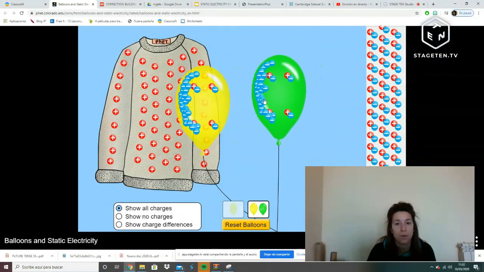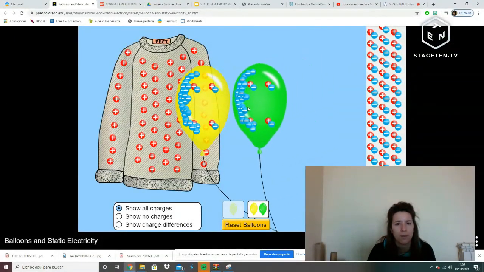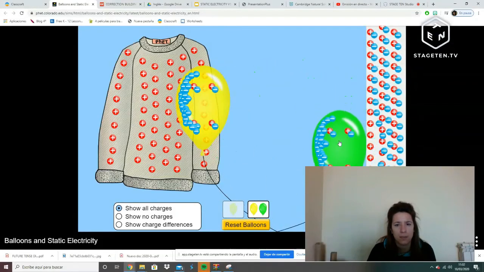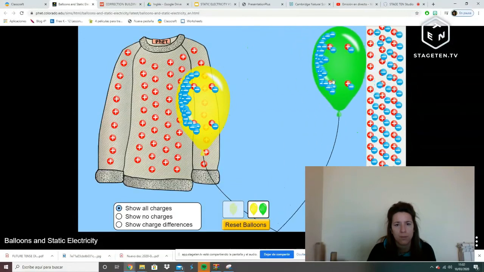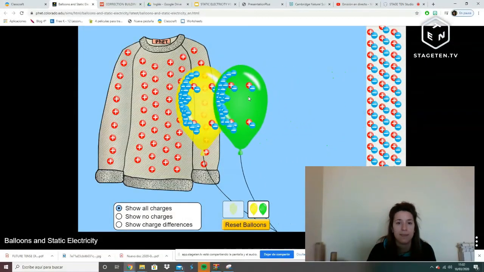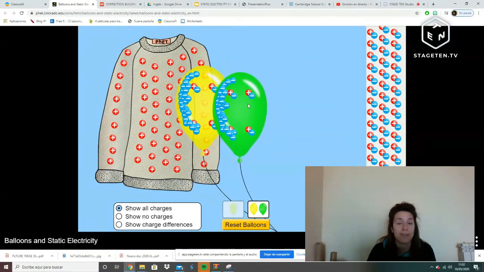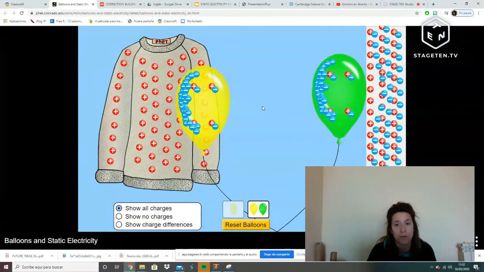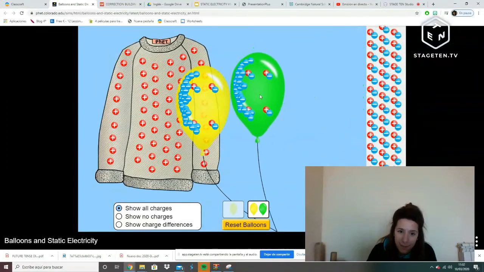And what happens here? I cannot put the balloon next to the yellow balloon. I see. It's because both are negatively charged. So the yellow and the green balloon, they repel each other, okay?